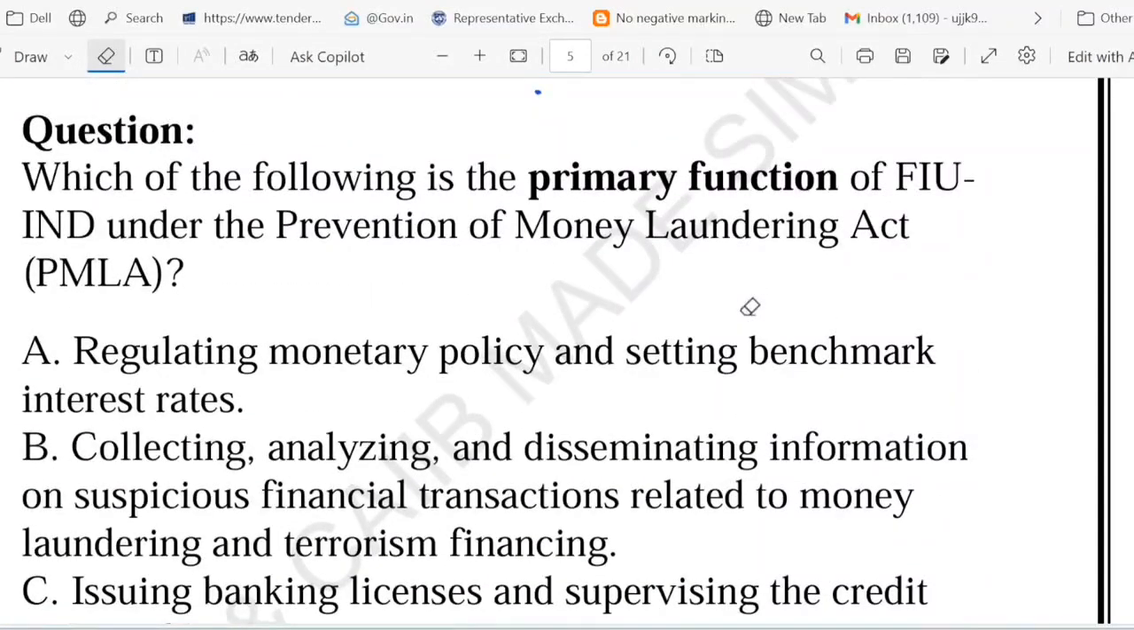Now friends, let's look at the next question. This question pertains to the primary function of FIU-IND. So we will solve a very important MCQ on FIU-IND. Which of the following is the primary function of FIU-IND under the PMLA? The question is asking you to find the primary function of FIU-IND under the PMLA.